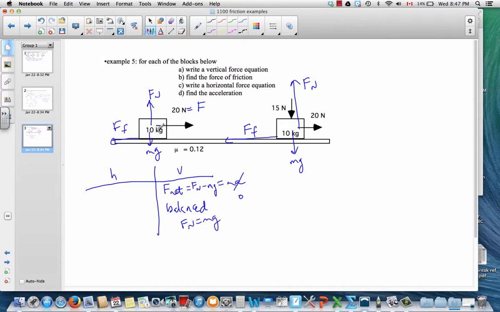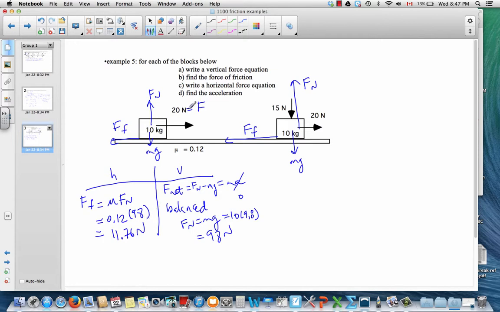The normal force just equals the weight. Now, for a 10 kilogram object, that's 10 times 9.8, which is 98 newtons. Now, in the horizontal direction, well, I suppose we better calculate friction first to see which one's bigger. It's mu times the normal force. The mu value of the two surfaces is given as 0.12, and that works out to be 11.76 newtons of friction.